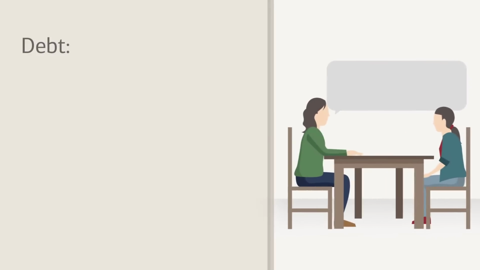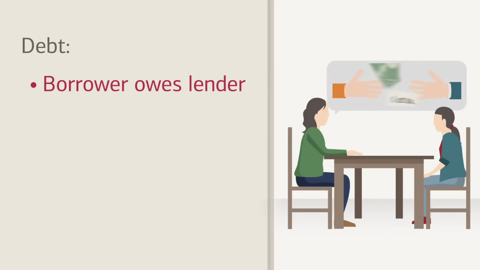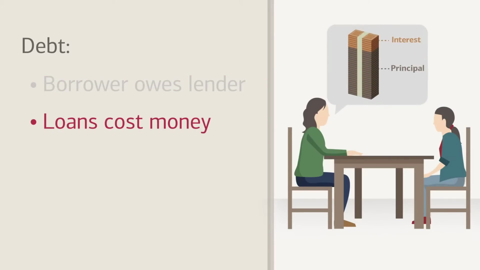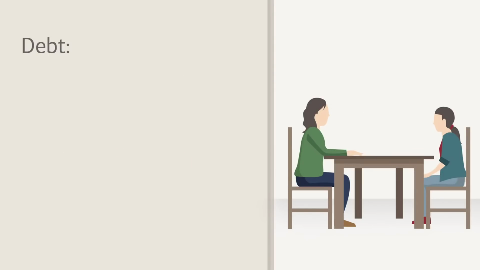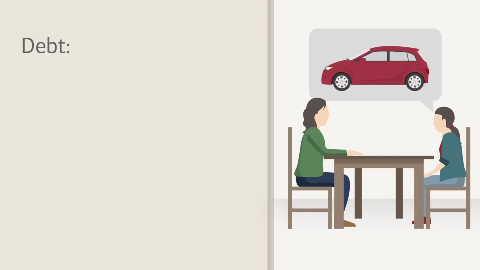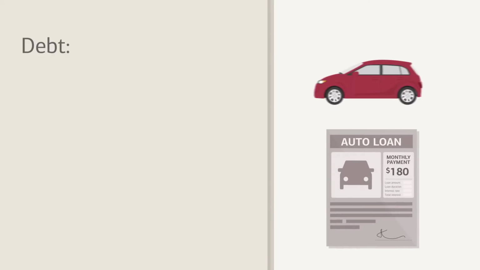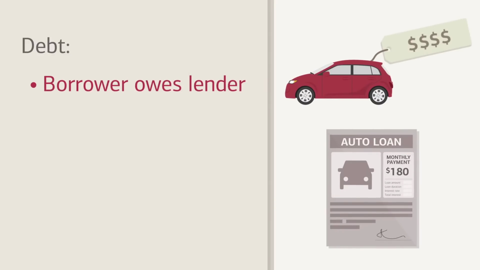Most teens probably know that debt is money owed by a borrower to a lender, but they might not understand how interest rates can affect a loan and what a borrower's responsibilities are. Consider using an example that's relevant to your teen's life to explain this. Let's say she's been dreaming of buying a car. If she doesn't have enough money saved to cover the cost up front, she might apply for an auto loan from a lender to help her purchase the car.